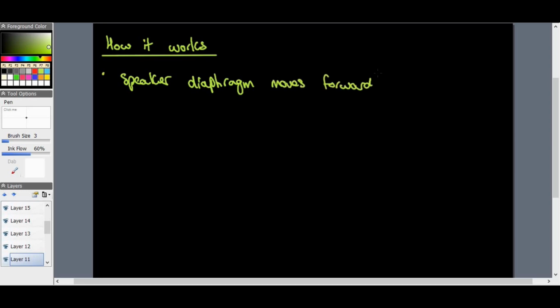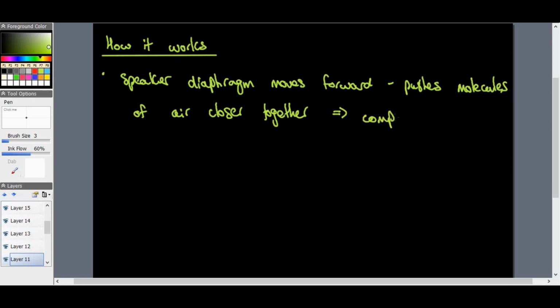Especially on those speakers that have a lot of bass, you can see the speakers vibrating. It moves forward. What does it do? It pushes molecules of air closer together. Pushes them closer together, and that is known as a region of high pressure, or compression.